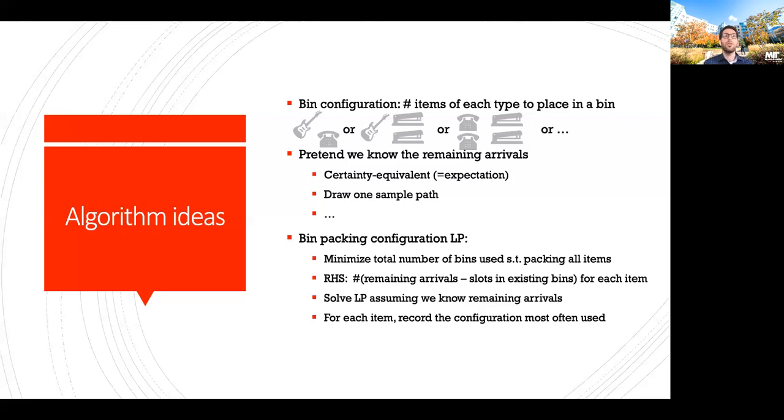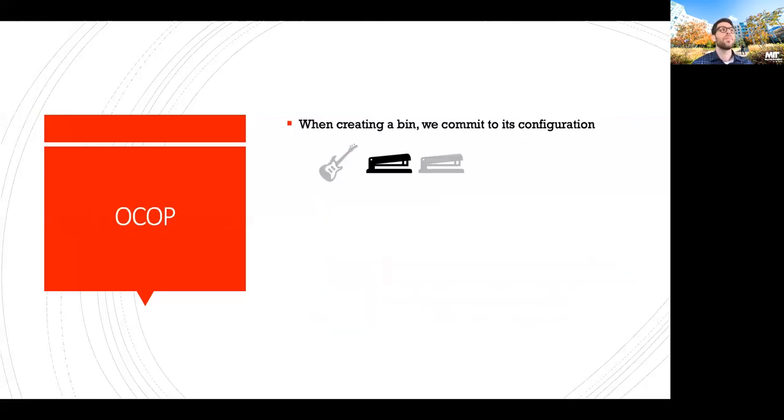Given that, the OCOP algorithm proceeds as follows. Whenever it creates a bin, it already commits to the configuration that the bin will have eventually. So for example, here we had a stapler arrive, and we created a bin, and we committed ourselves to that bin being the configuration with 1 guitar and 2 staplers in it. Now at this point in time, in principle, we could still add a phone to that bin. It's just a bin with 1 stapler in it. But the OCOP algorithm doesn't do that. Instead, it just commits ourselves to the specific configuration at the time that it creates a bin.